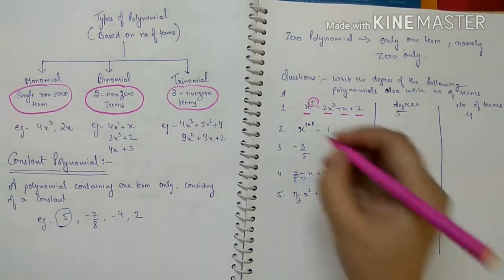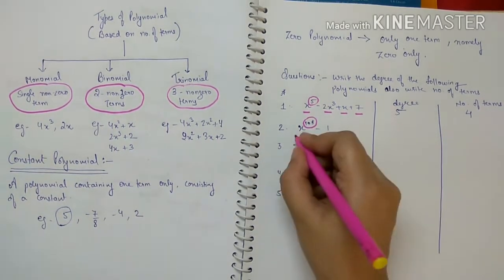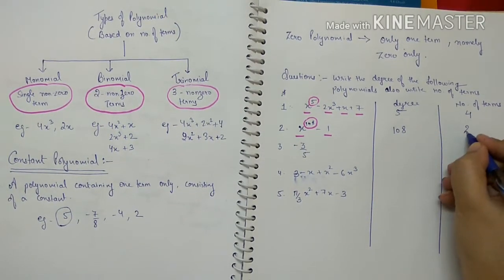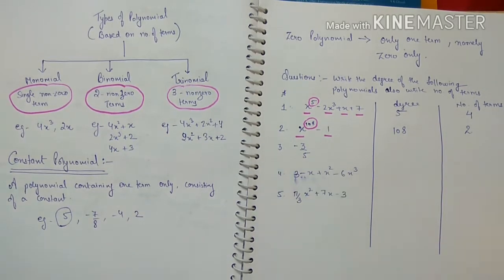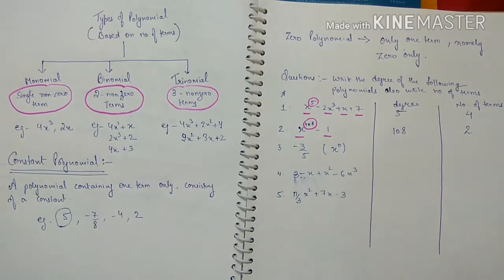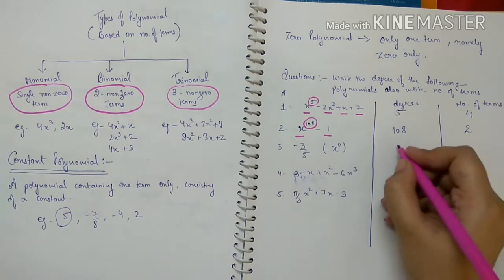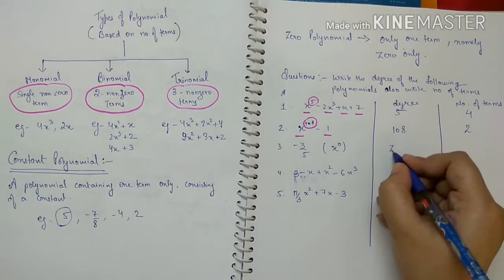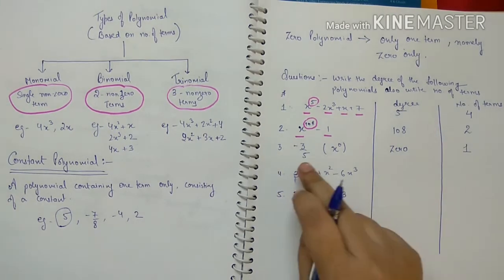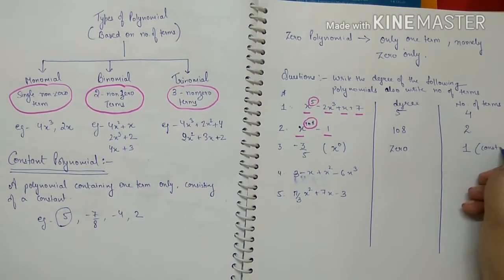Similarly, here our power is 108 and the number of terms is 2. So the degree here is 108 and the number of terms is 2. Here we can see x has power 0. What is the highest power of this? This has the highest power 0. So degree here is 0, and the number of terms is 1. As we can see, there is only one term, minus 3 by 5. So we can term it as a constant polynomial also.